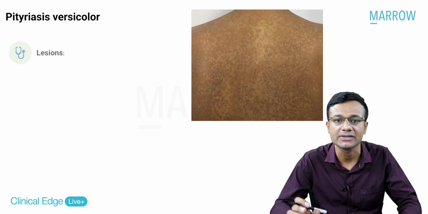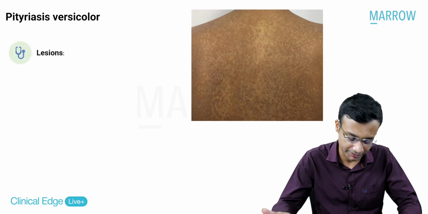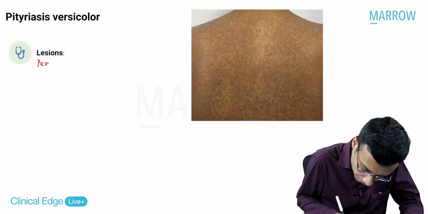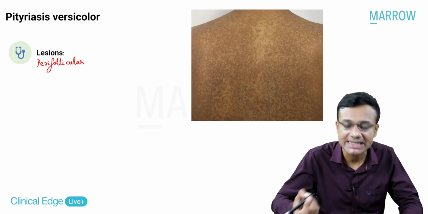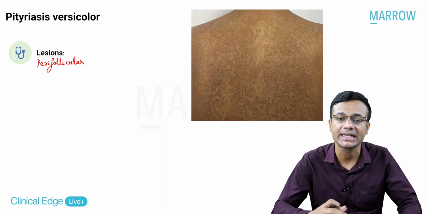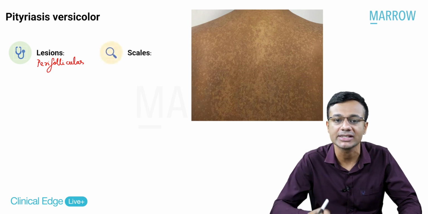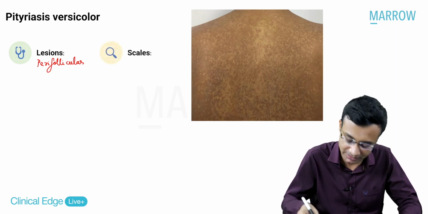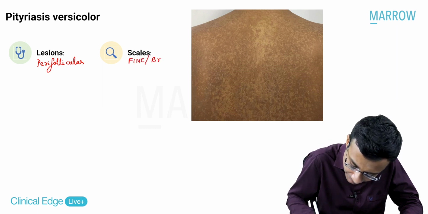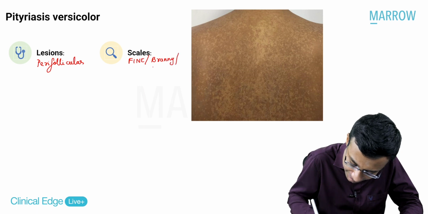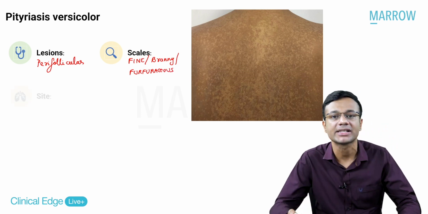First, let us look at pityriasis versicolor. What kind of lesions are we going to get here? We are going to get perifollicular lesions. So here, we know that Malassezia furfur or globosa is going to be targeting the hair follicle, so perifollicular scaly lesions. Number 2, the scales in pityriasis versicolor are referred to as fine, branny, furfuraceous scales. So this is the scaling of pityriasis versicolor.